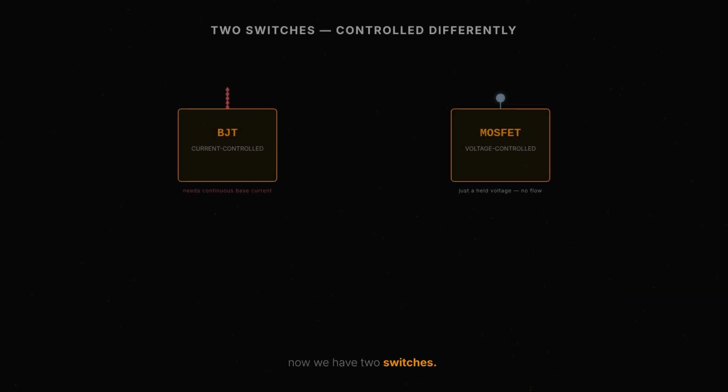So now we have two switches, both built from the same doped silicon, both able to turn a larger current on or off, but controlled in fundamentally different ways. The BJT needs a continuous base current to stay on, current in, current controlled. The MOSFET needs almost no current at all, just a voltage, held on that insulated gate, doing its job through an electric field, not a flow of charge. That difference sounds small. It isn't.